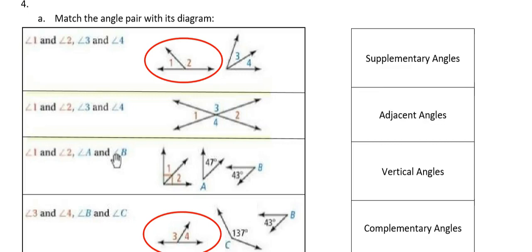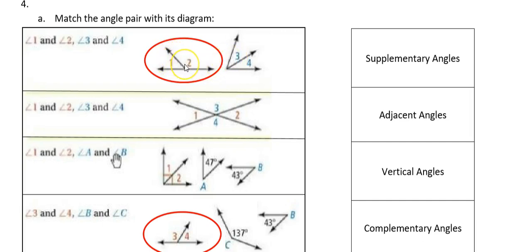This question asks us to match the angle pair with its diagram. The first diagram is talking about the relationship between angles 1 and 2 and angles 3 and 4. These are different types of angles, but the thing that they share in common is that they are next door to each other and they share a dividing wall.